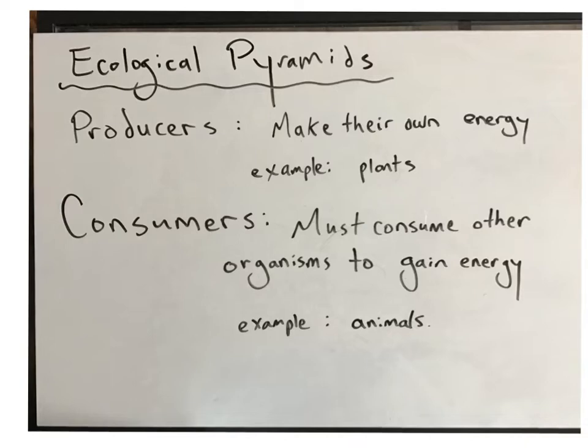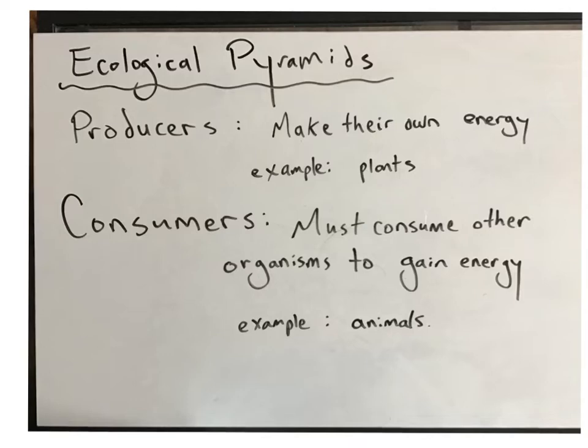Just like if we humans would stop eating, we would eventually not be able to sustain ourselves and we would die. Plants, as long as their conditions are right, don't need to keep eating other animals or other plants. They're just the way they are. So plants, photosynthesizers, make their own energy. They're producers. Consumers must consume other organisms to gain energy, like humans, like animals, etc.